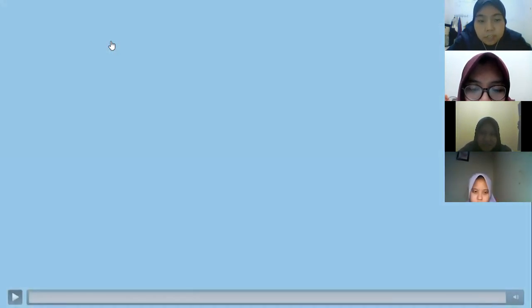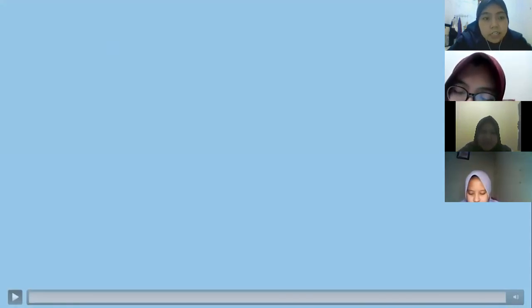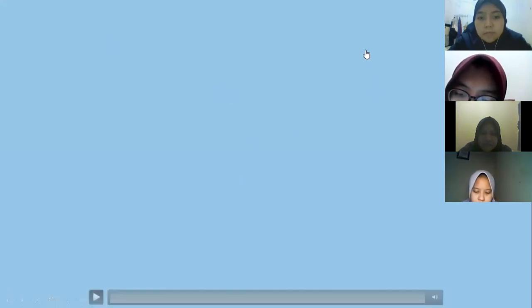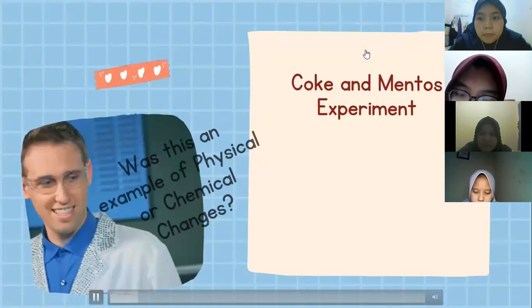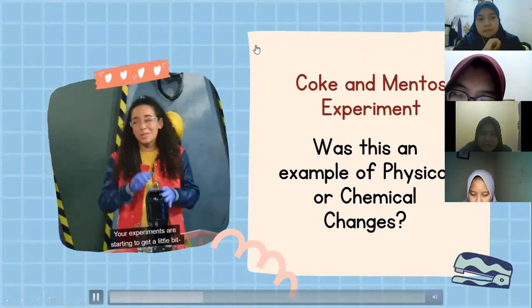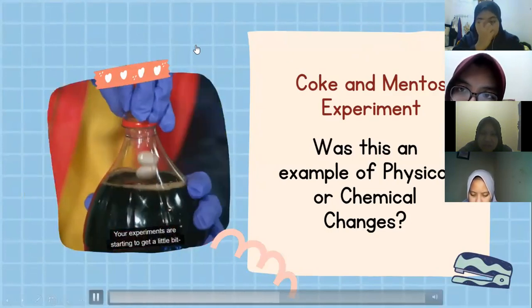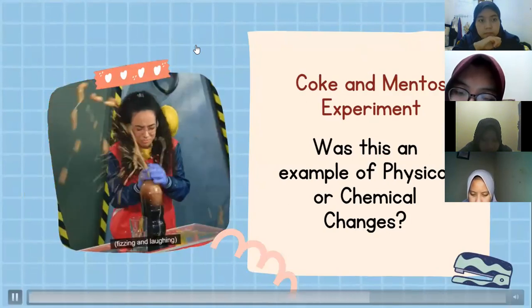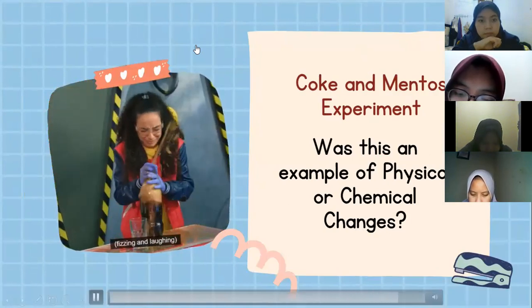I want to try, Miss. Okay, Zulfa, yes, please. I think the change that happens here is a chemical change due to the formation of gas. Are you sure that was a chemical change? Is there anyone who can explain why? I'm sorry, Miss. I think it was a physical change because the gas is already in the Coke.